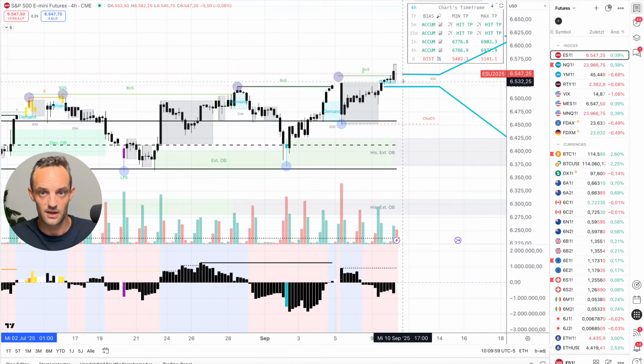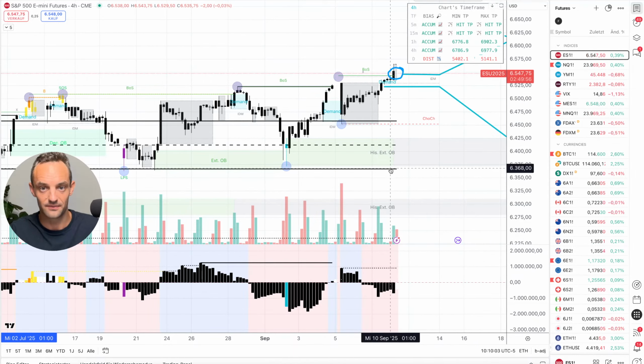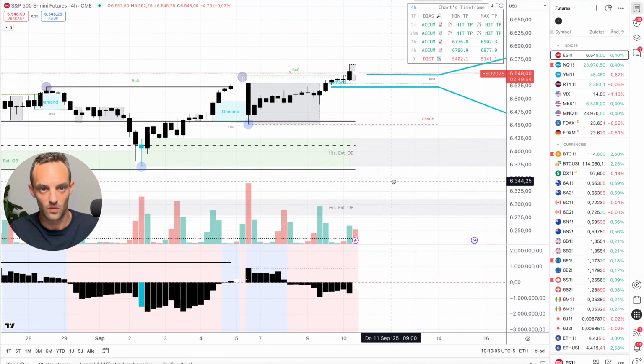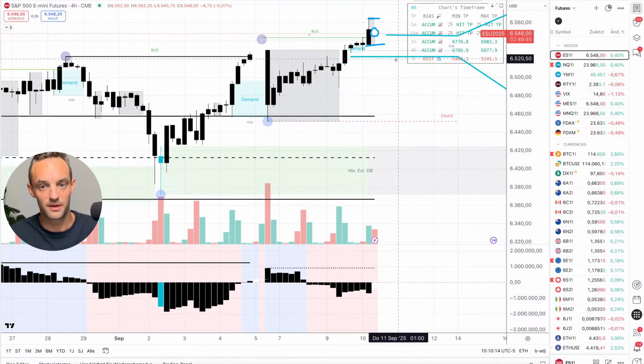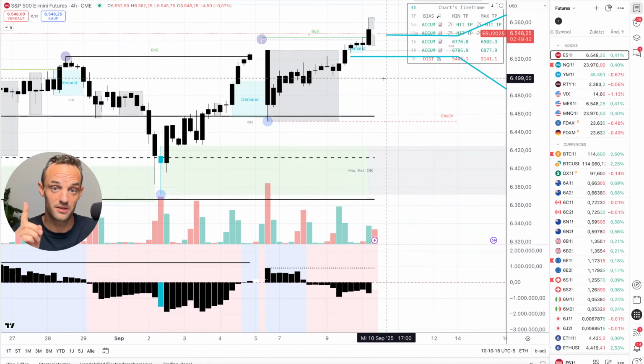On the 4-hour chart, we have here a white candle, one white candle, an inside bar, inside this news candle before the open. Very important.